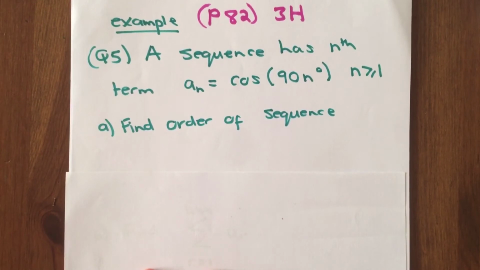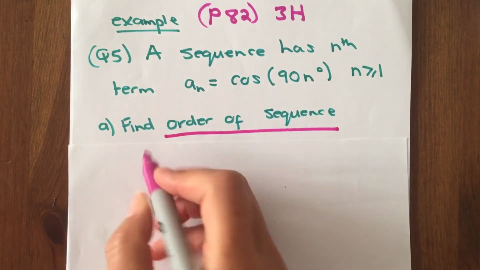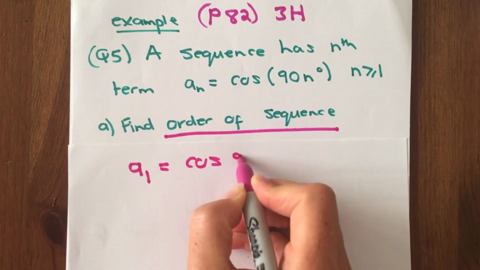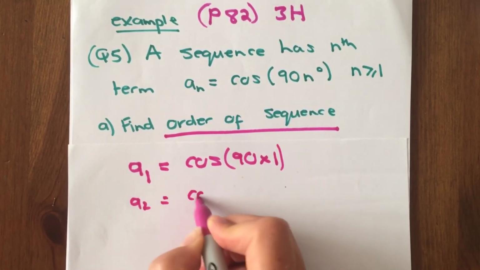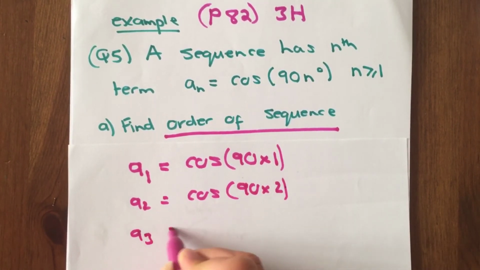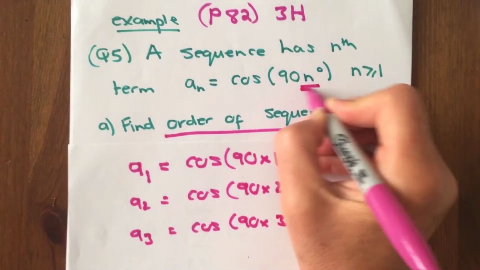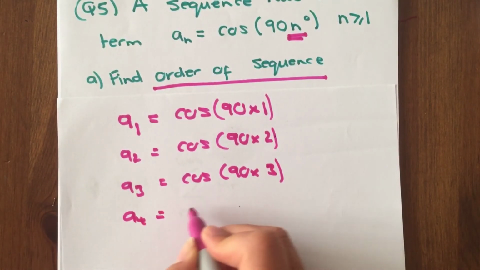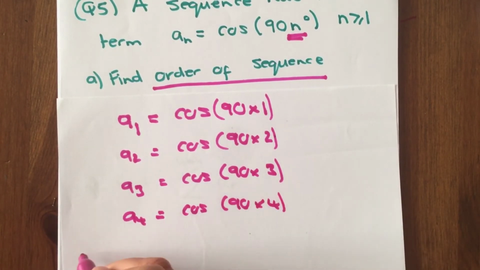So to find the order of this sequence, what I'm going to do is find each of the terms. So A1 is cos 90 times 1. A2 is cos 90 times 2. A3 is cos 90 times 3, because I'm just changing n here. And A4 is cos 90 times 4. I'm going to stop there.